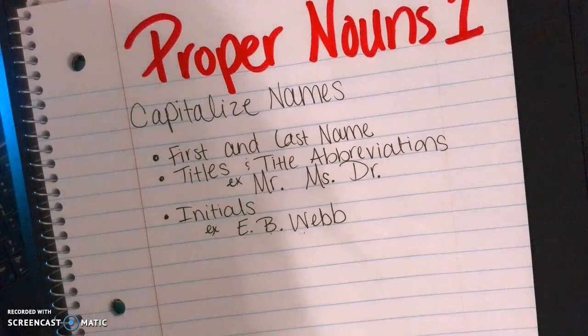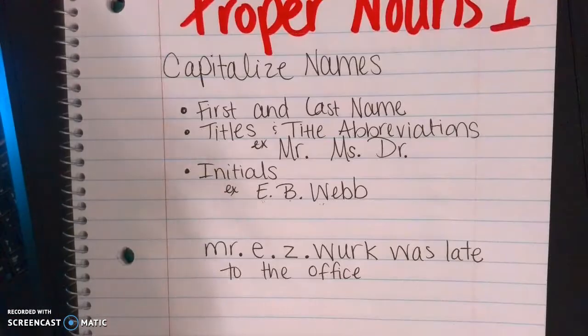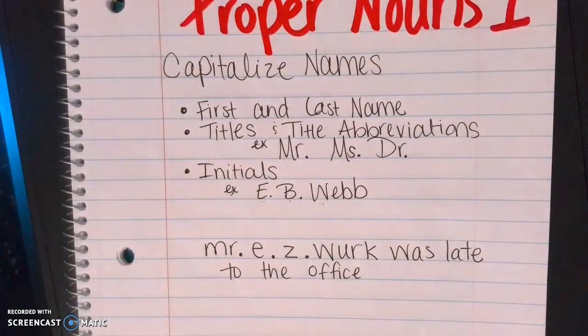Okay, now we'll try some as guided practice. Okay, look at this sentence. Mr. E.Z. Work was late to the office. Write this sentence on your paper the correct way. So you have to make sure you have all capital letters and don't forget the punctuation. So pause the video and write this sentence correctly.